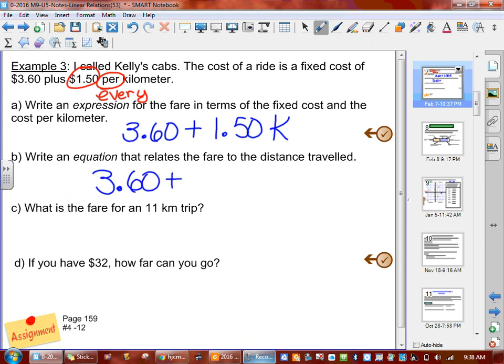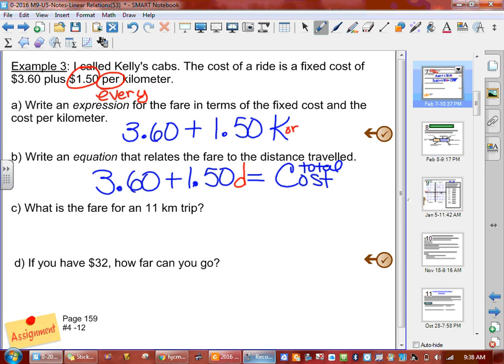Okay, so it's total cost for your distance traveled. And I've got to put my K. You can put D for distance if you wanted. So K, or I used a D. It doesn't matter if you want to use D for distance or K for kilometers. I put K or D on top. Doesn't matter, whichever one you want.